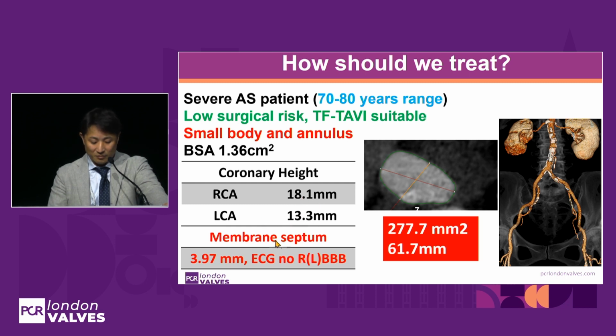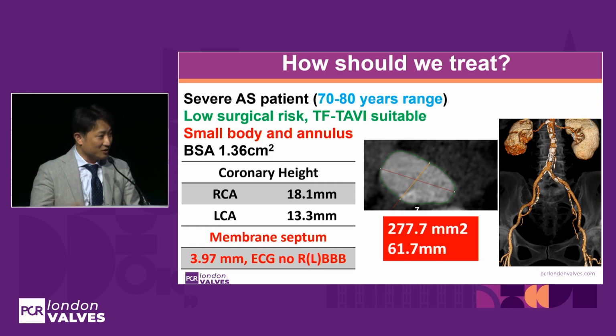And membranous septum calculated by CT is 3.9. And the electrocardiogram before procedure shows no bundle branch block, right or left. But the very small body characteristics, body surface area 1.3, and annulus area is 277. So that is my presentation.